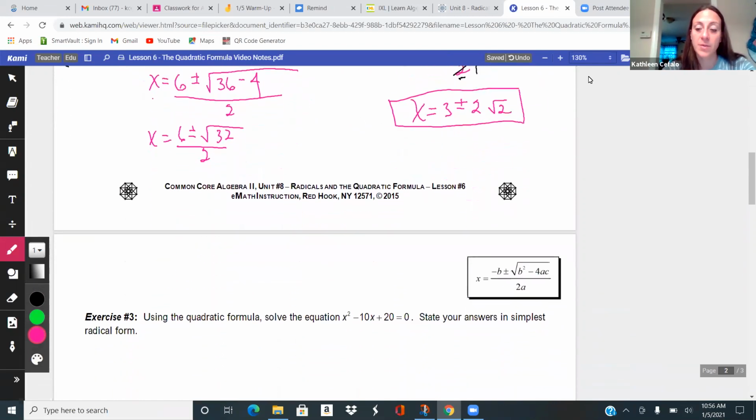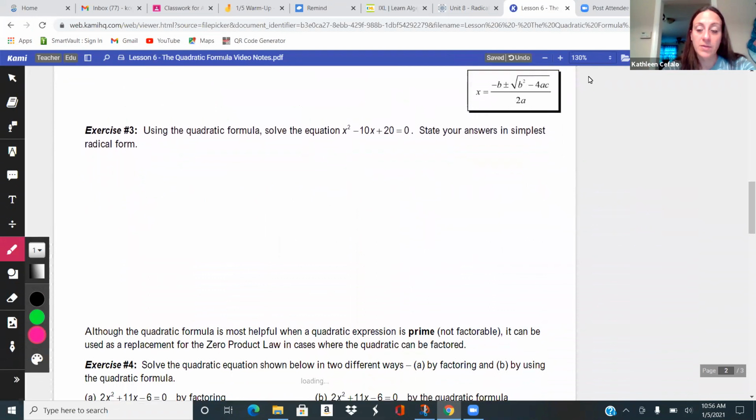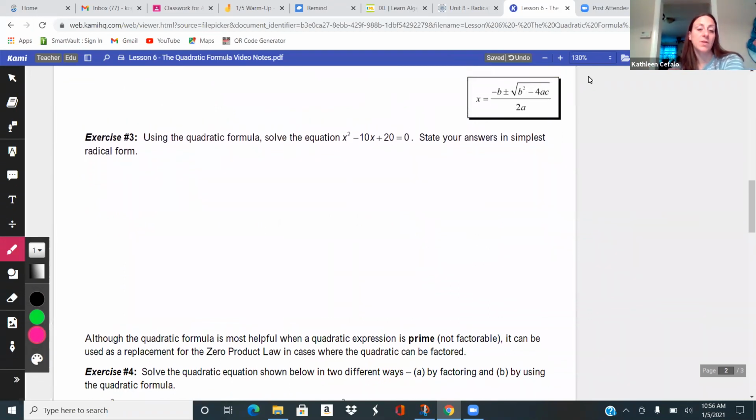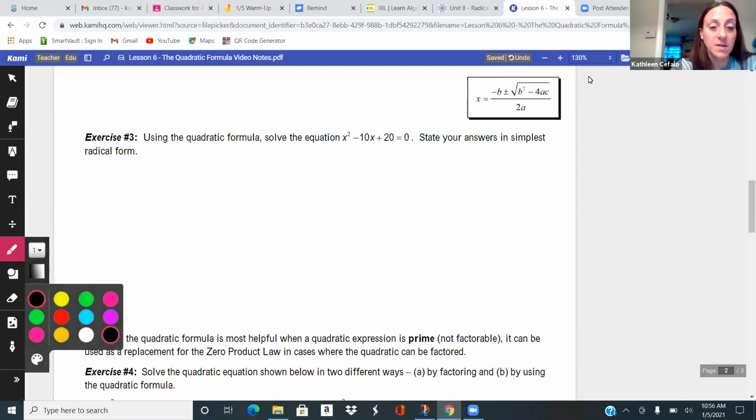We're going to try another one. So here's our formula again. Okay, using the quadratic formula, we're going to solve this equation. And again, we're going to do this in simplest radical form. So I always like to situate what my A, my B, and my C terms are so that I have it all set ready to go. So I see A is going to be 1, B is negative 10, and C is 20.